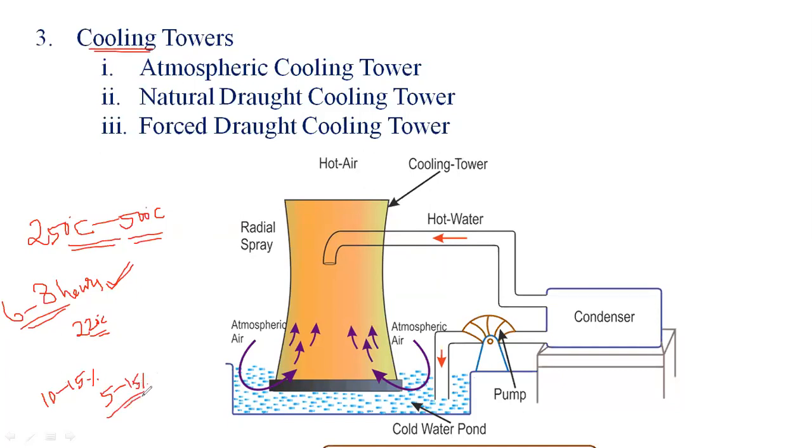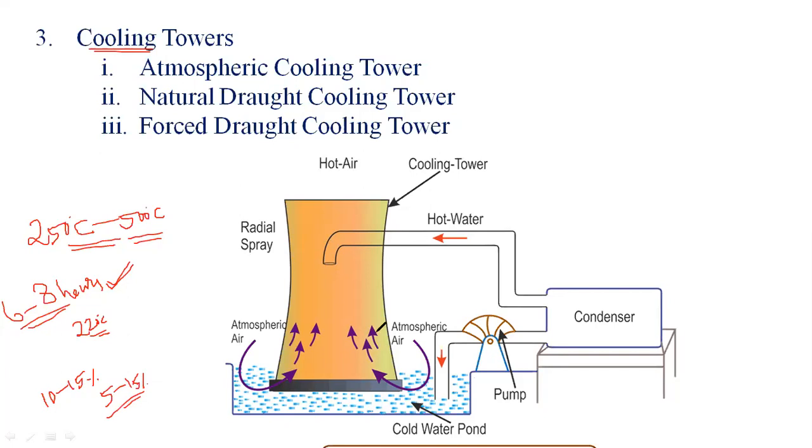Here, the cooling towers are classified into three types. One is the atmospheric cooling tower, the natural draft cooling tower. Another one is the forced draft cooling tower. Based upon the cooling tower arrangement, it is classified into three types.